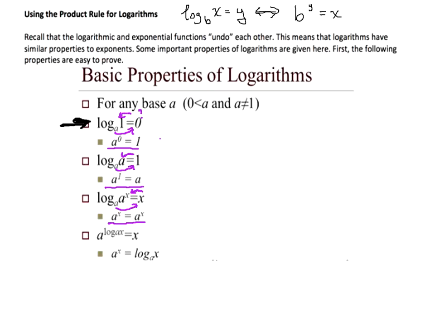Now the last one is a little bit trickier. What it says is when I raise a to a logarithm of the same base a, so this should be a to the log base a of x, I get x, which is whatever is sitting in the argument of the logarithm. But let me back up a little bit and show you how we came to that, because it's a little trickier than the other four that we've looked at.